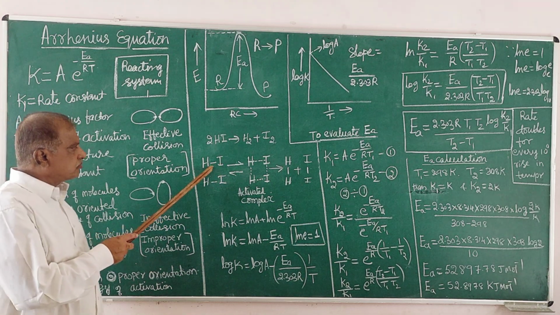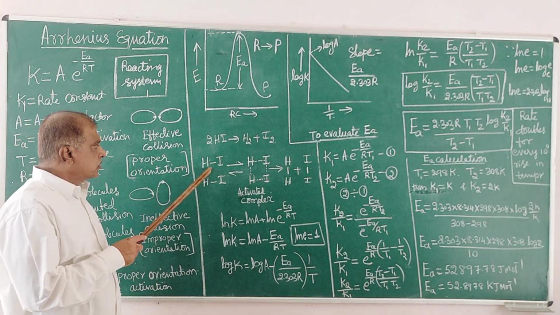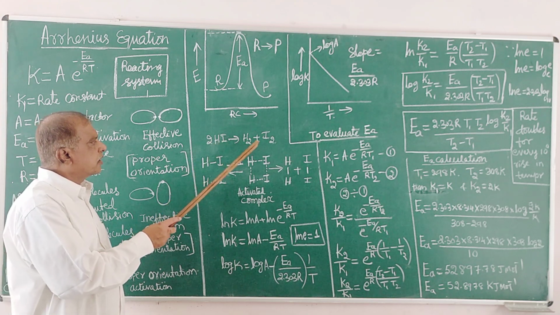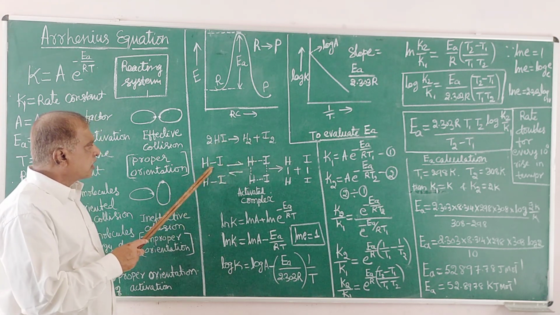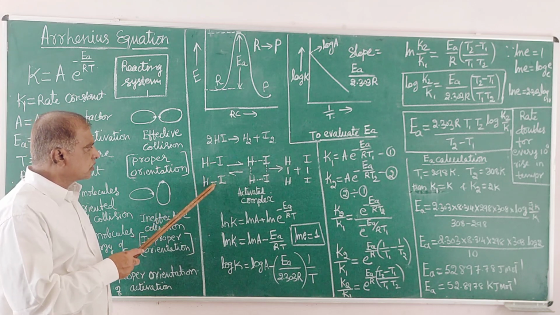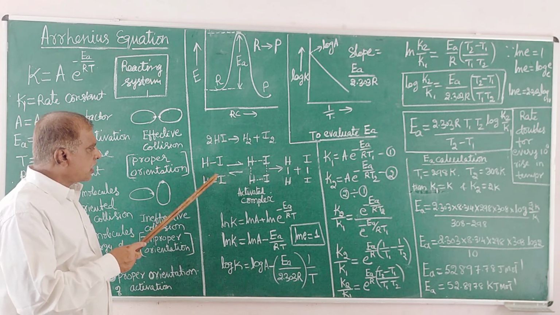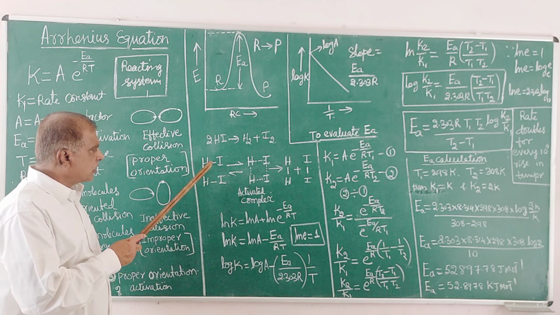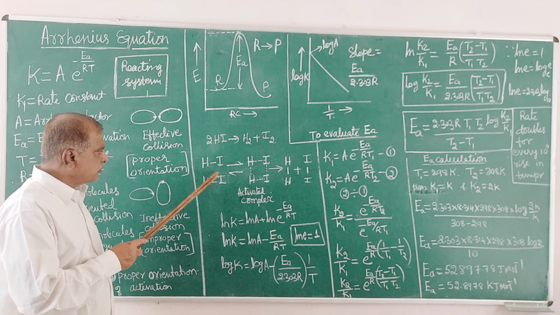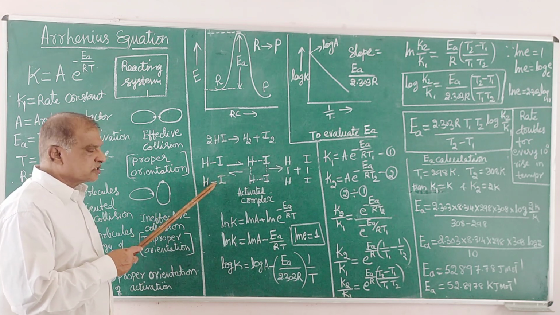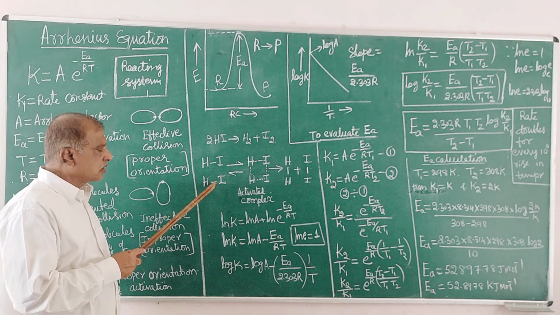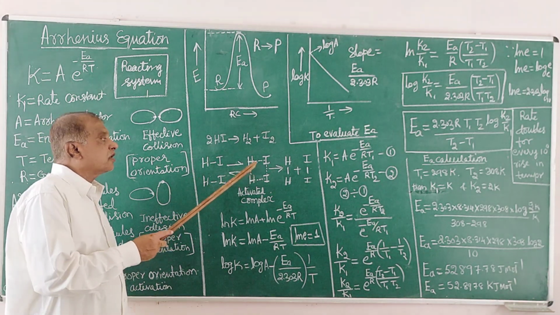Example, I am taking the decomposition of hydrogen iodide to hydrogen and iodine. The two molecules of HI, with the bond between them, should have this kind of collision. If they collide like this, that is a proper orientation. If they are oriented like this at the collision, then the reaction is possible.